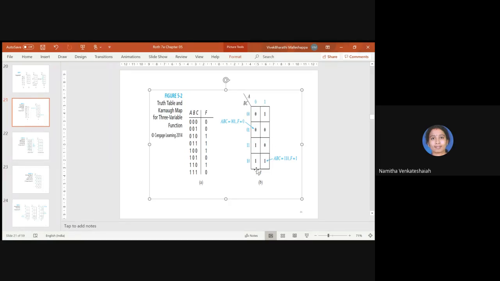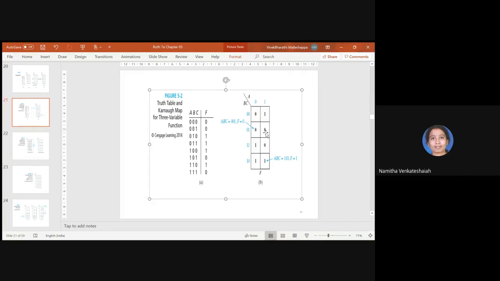Here again 1, 0, 0 means fifth. Okay. And this is the last one. This is 1, 1, 0. That is A is 1, B is 1, and C is 0. So 1, 1, 0 means last but one. Okay. This is how we filled it.